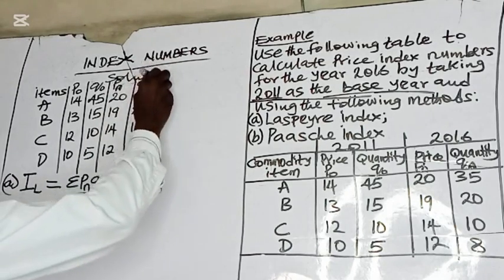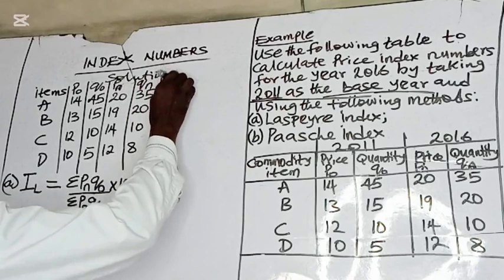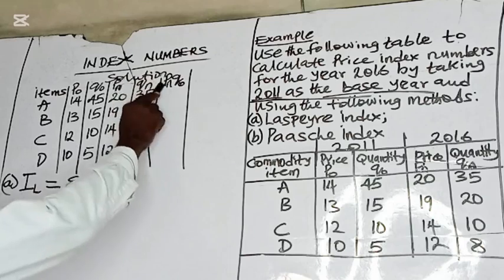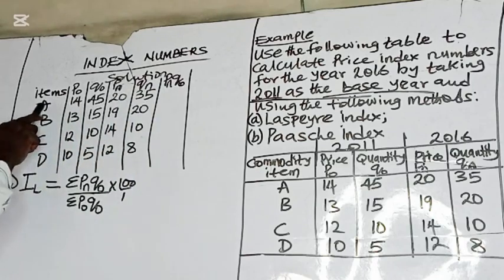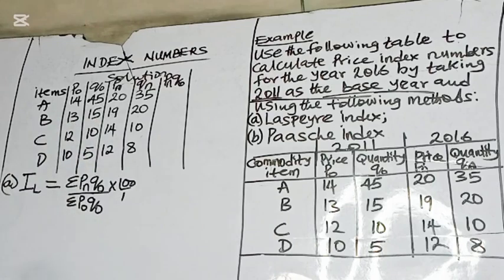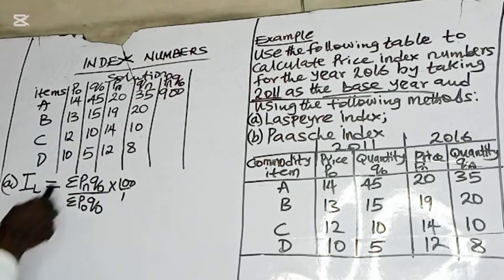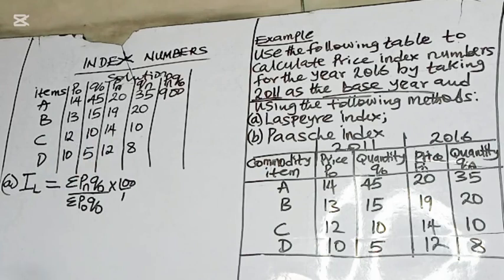Let's create that. PNQO means PN times QO. Our PN is 20 for item A, and QO is 45. So 20 times 45 gives us 900. Then PN 19, QO 15: 19 times 15 gives us 285.